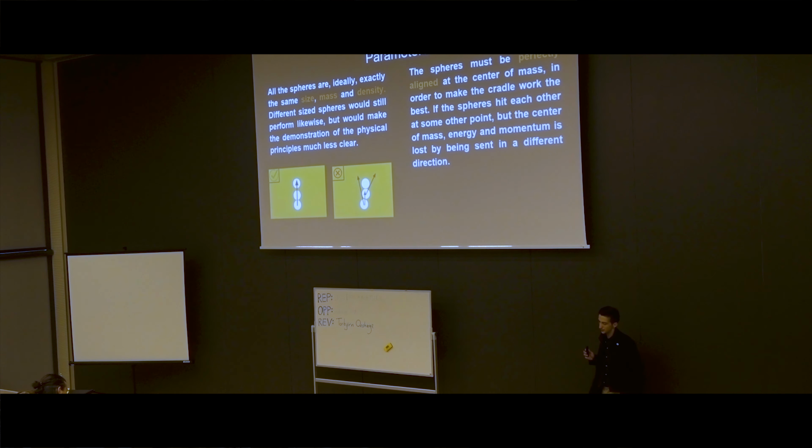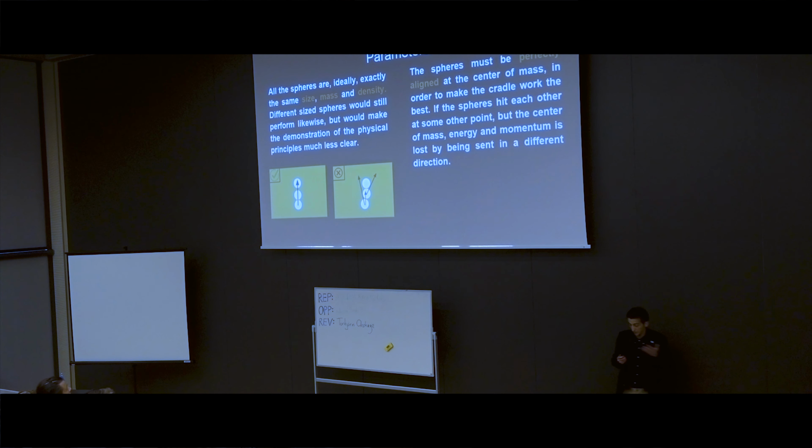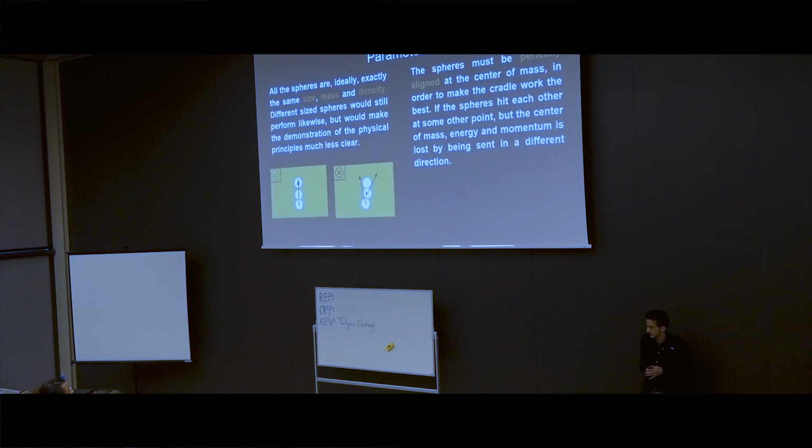Now, what are the parameters? All the spheres are ideally exactly the same size, mass, and density. Different sized spheres will still perform likewise, but will make the demonstration of the physical principles much less clear. In other words, we will have some discrepancies between the results that we extrapolate, due to different measurements, because the different size, mass, and density will give us different results.